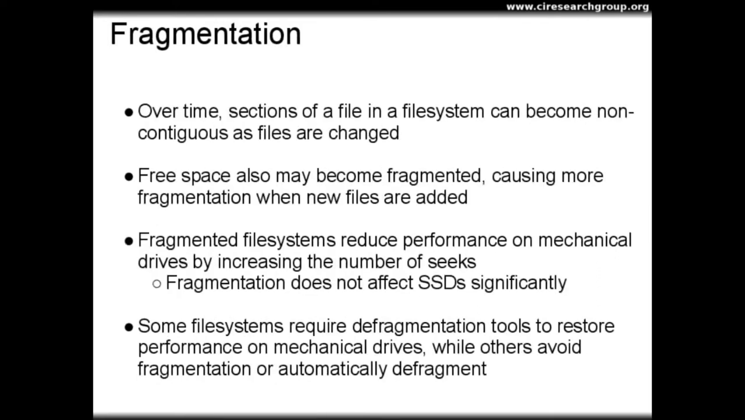File systems do suffer from a few issues. Over time, sections of a file in a file system can become non-contiguous. In other words, a file gets split over different parts of the disk. And in the process, that also splits up the free space, so that when new files need to be allocated, they have to be split up to take advantage of smaller blocks of free space. This is a situation called fragmentation. It's worse in some file systems than others.